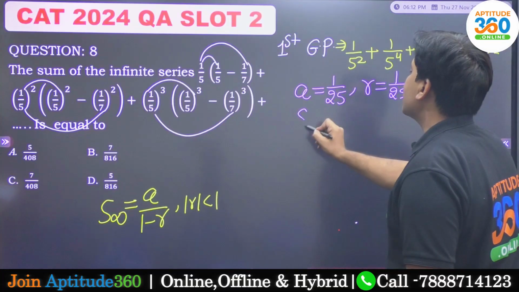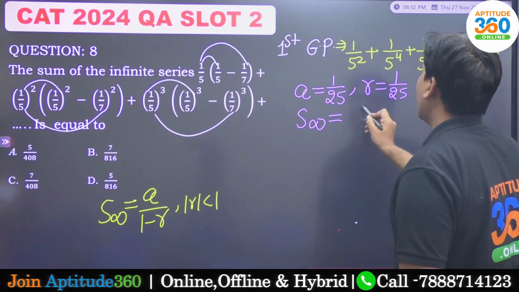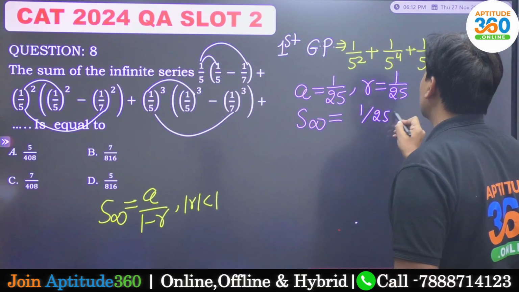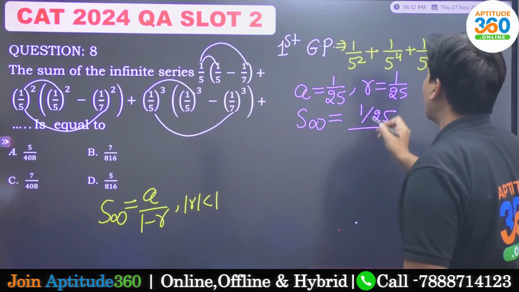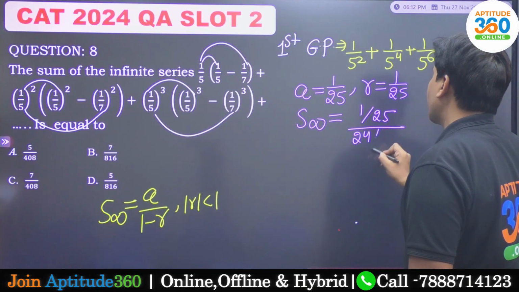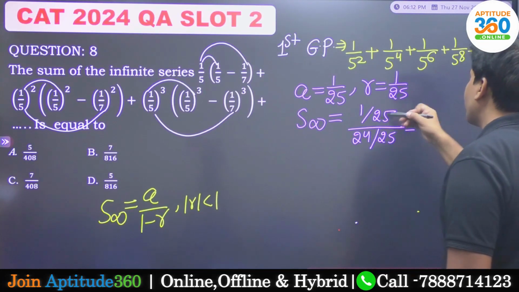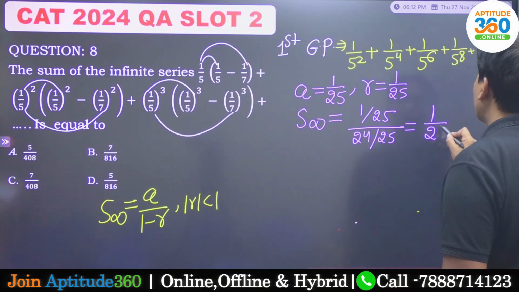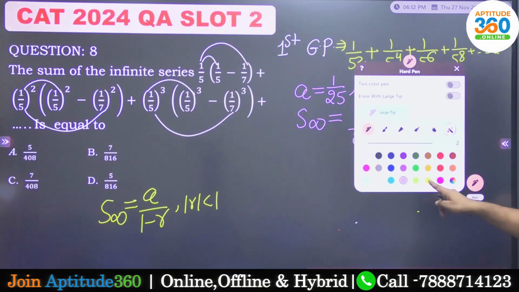So what is going to be the sum of infinite terms? A, which is 1 by 25, divided by 1 minus r, which is 24 by 25. Let us simplify this. 25 and 25 will be gone. The sum of infinite terms will be 1 by 24. Clear hai hamare ko?